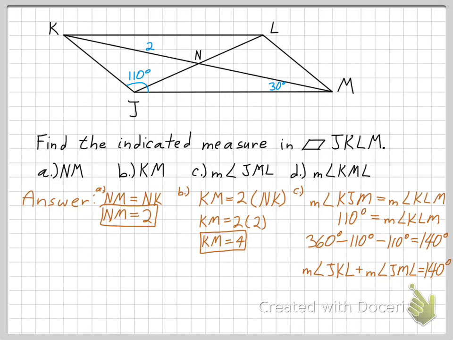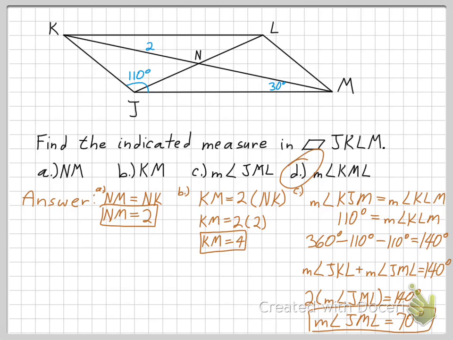But again, if a quadrilateral is a parallelogram, then its opposite angles are congruent, right? So this angle has to equal that angle. So we can write that 2 times the measure of angle JML is equal to 140 degrees, right? Because JKL is equal to JML. So by substitution, we can just say then 2 times JML is equal to 140 degrees, and then we divide both sides by 2 and get that the measure of angle JML equals 70 degrees.